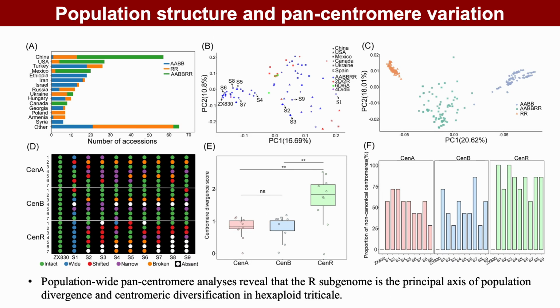To investigate centromere diversity at the population level, we analyzed 99 triticale accessions and established the first pan-centromere landscape. We found that centromere variation represents an additional layer of genomic diversity, with the R-subgenome serving as the principal axis of centromeric diversification during post-polyploid evolution in hexaploid triticale.